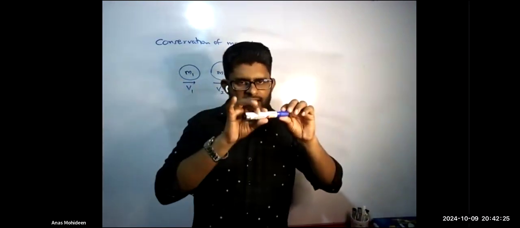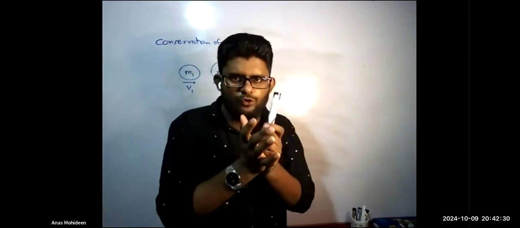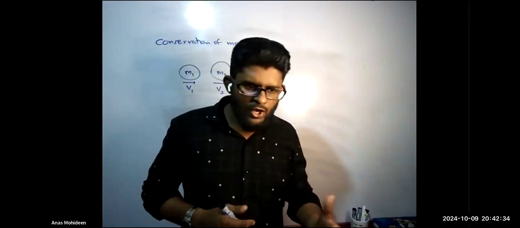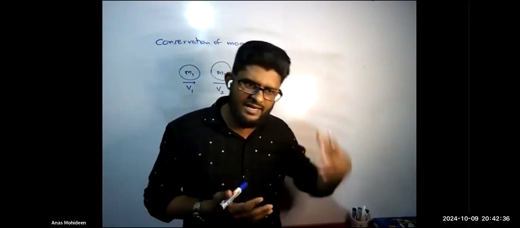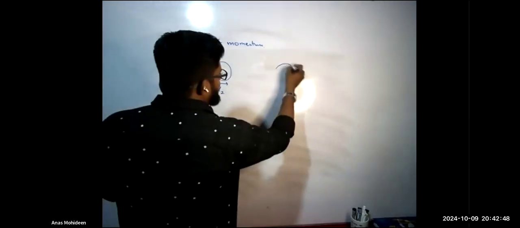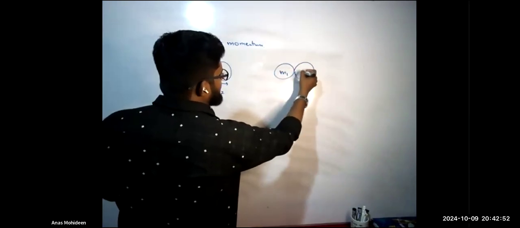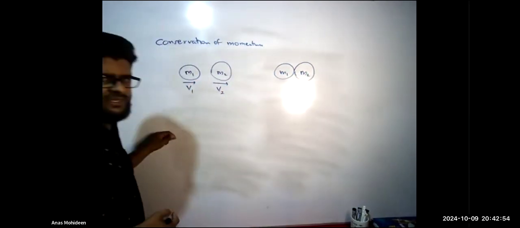Now, once they collide, as a combination, as a group, they continue their journey. Either they stop or they move in the same direction, increasing the speed, decreasing the speed, or they divide into two parts or whatever that may happen. So that happens after the collision. Now, after the collision, I'm going to take it as the combination of two things. One is M1, the other one is M2.